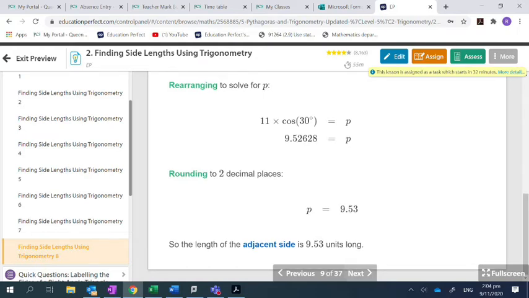Also notice that they gave you a sentence for the answer. So the length of the adjacent side is 9.53 units long. What if it had meters or centimeters or something? You'd put those units in.